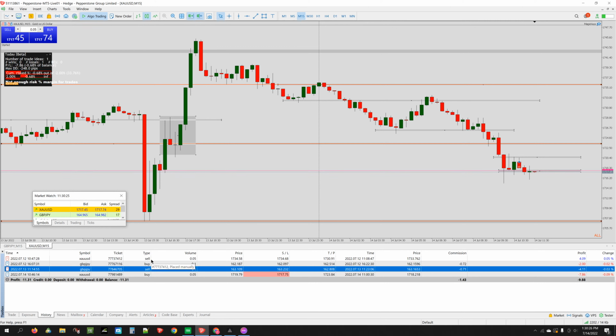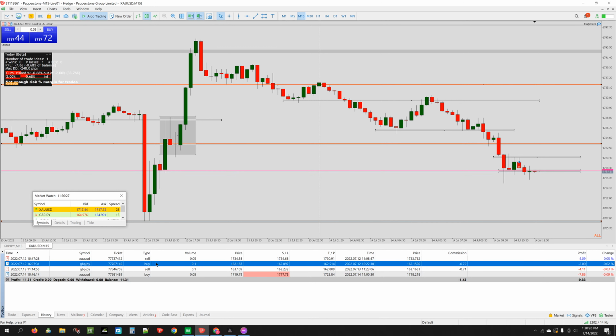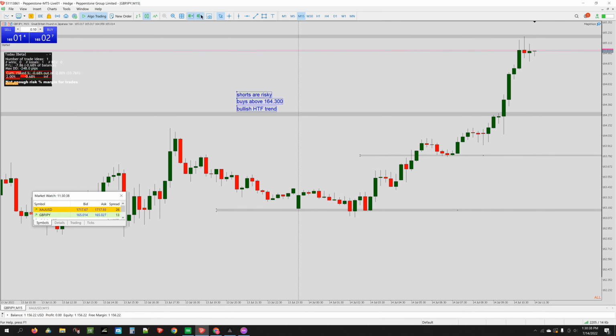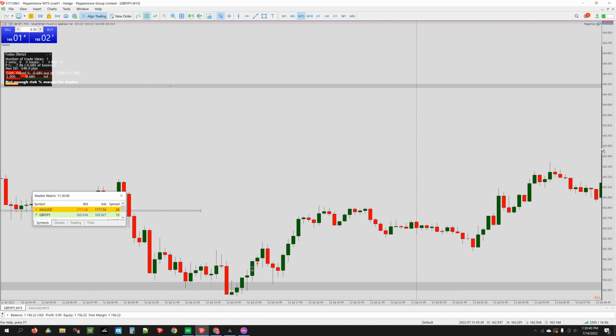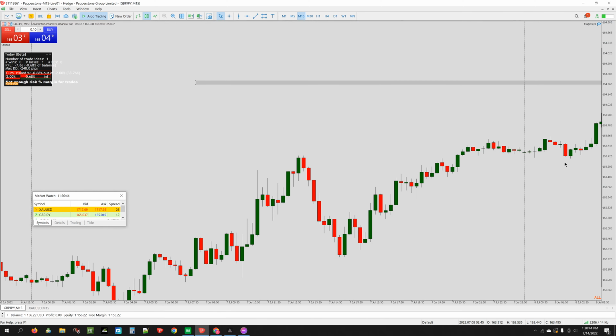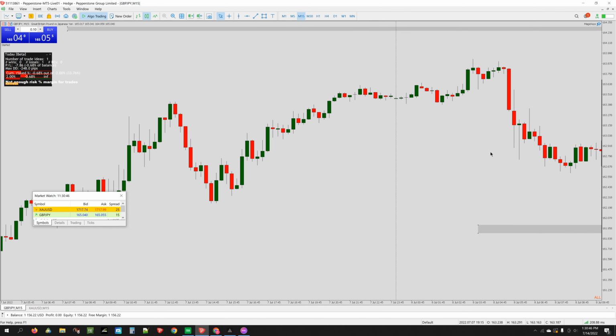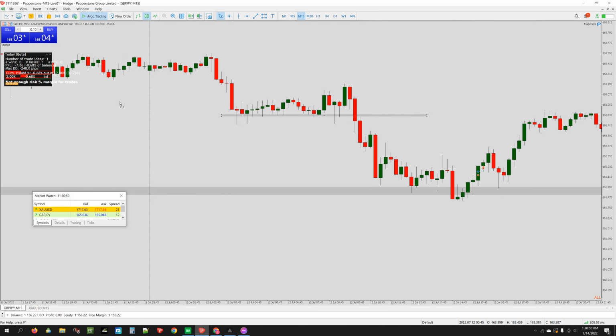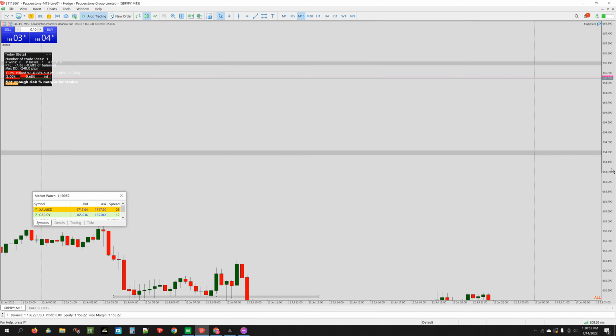And this was GBP buys. It was pretty early buys. Let's look at those buys. GBP buys, basically there was a problem with those buys. Let me tell you what the problem was.